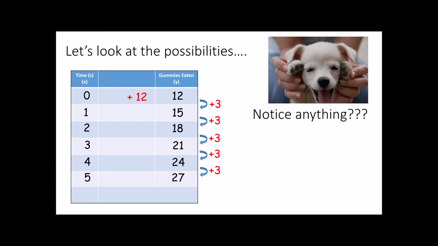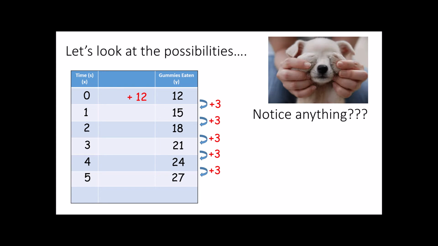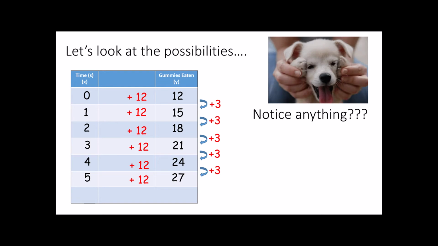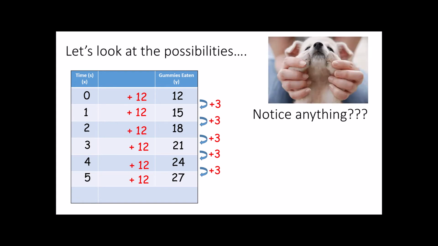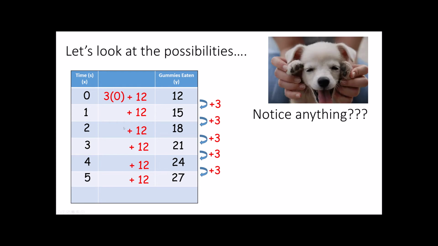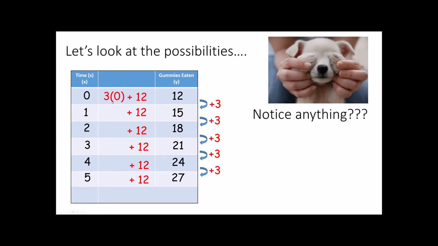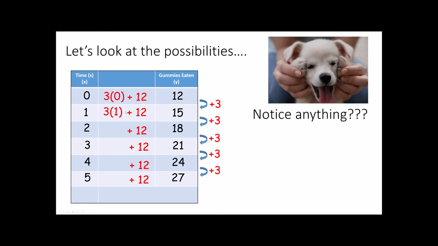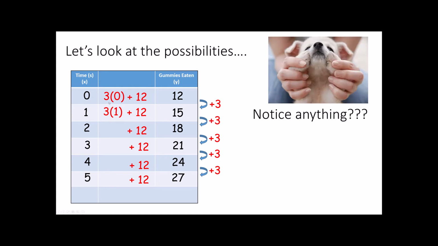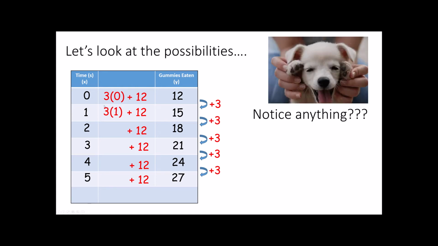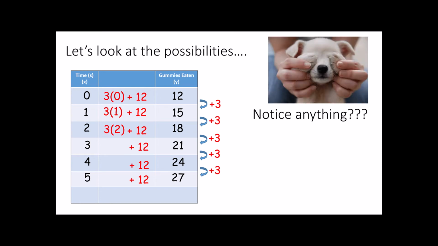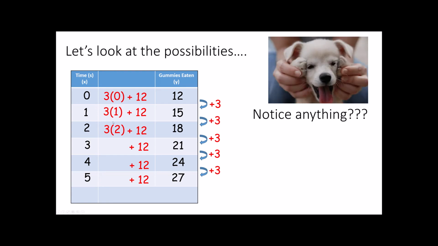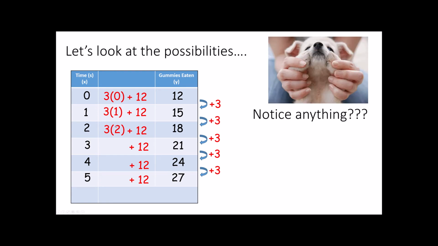If 0 seconds have passed, we have the 12 gummies we originally ate, and those 12 gummies stay with us no matter how much time passes. They are constant. But if only 0 seconds have passed, we do not add any additional gummies to those 12. If 1 second passes, we have the 12 that we ate instantly, and we have 3 extra gummies in that 1 second. And if 2 seconds pass, you'll notice that we have the 12 gummies we originally ate, and we have 3 gummies twice, once for the first second, once for the second second.